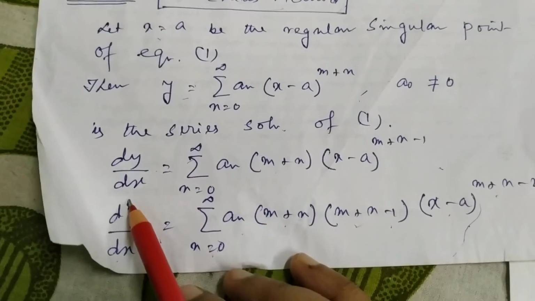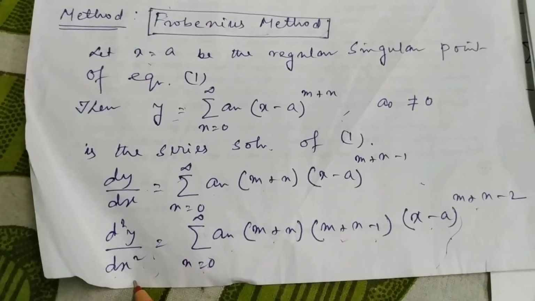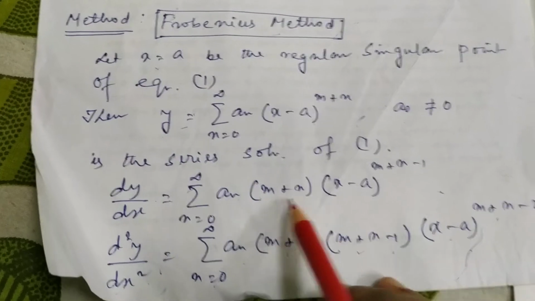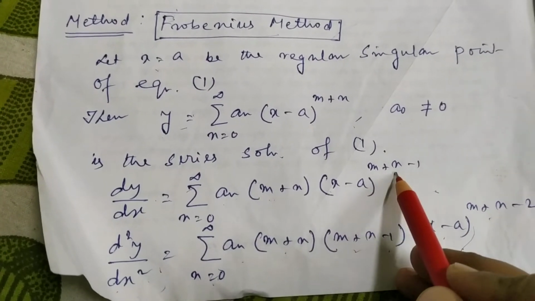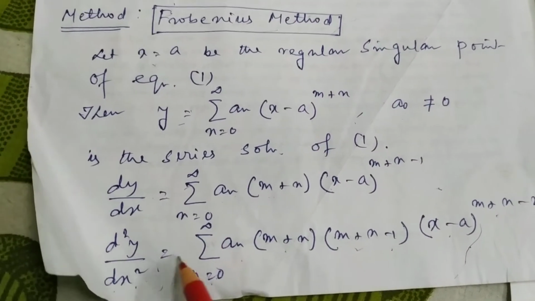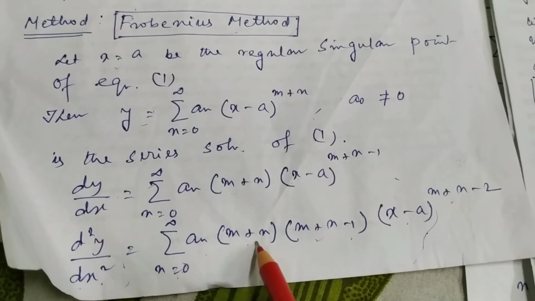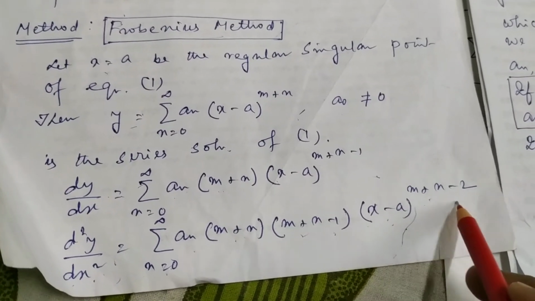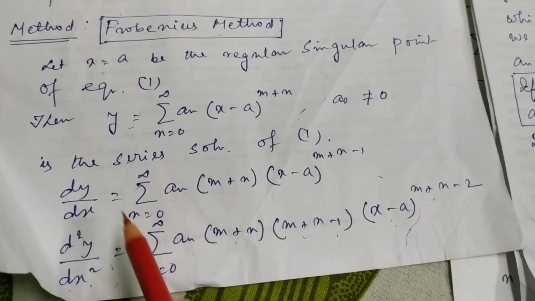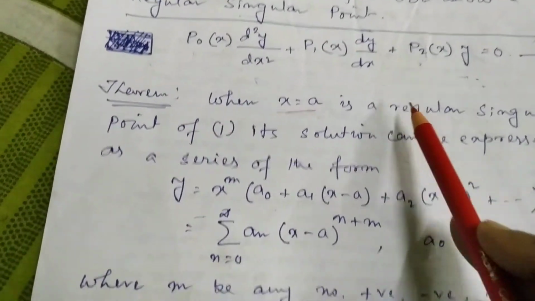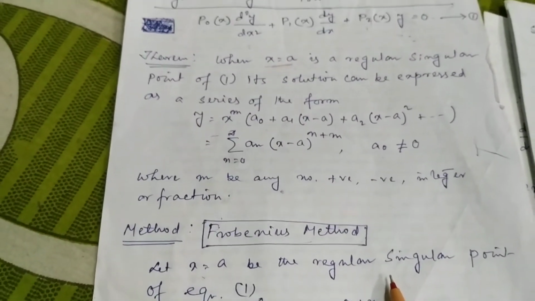Now, let us find dy/dx and d²y/dx². dy/dx is the summation of an (m+n) (x−a)^(m+n−1), differentiating with respect to x. And d²y/dx² is the summation of an (m+n)(m+n−1) (x−a)^(m+n−2), differentiating again with respect to x. Now, let us put y, dy/dx and d²y/dx² in that equation. Then we will get an identity.